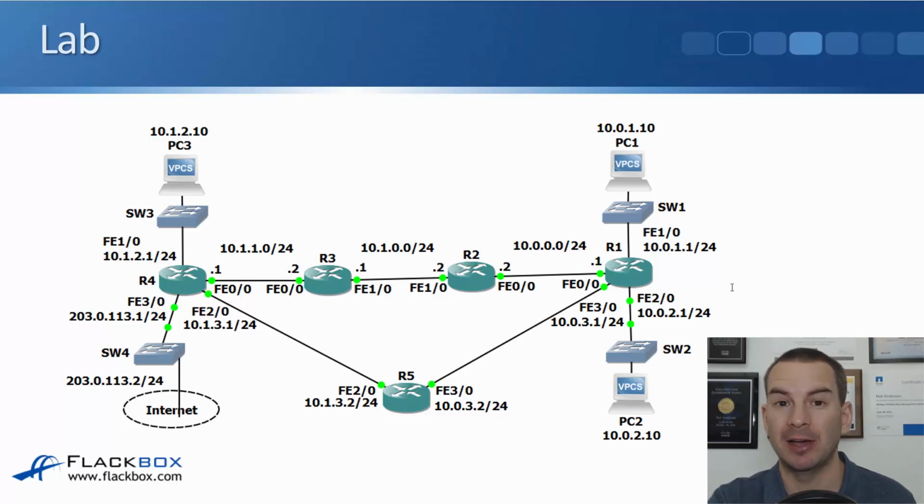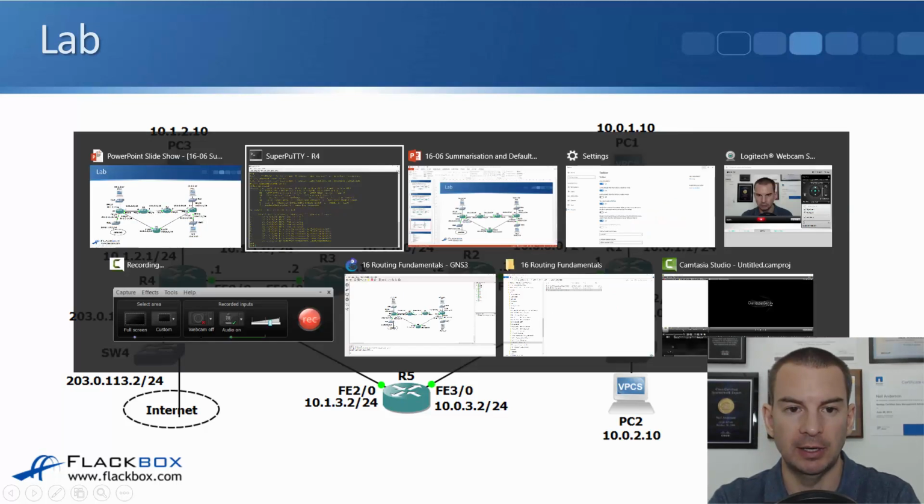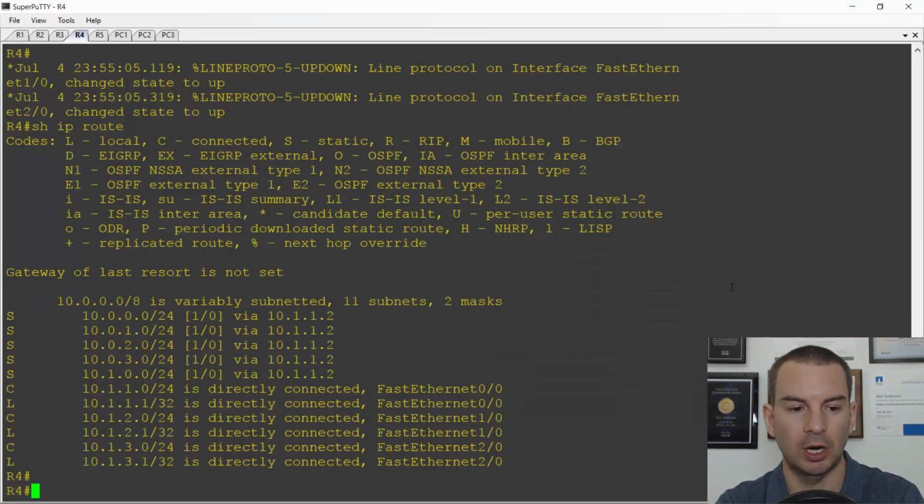There's just one interface that hasn't been configured yet, which is on Fast Ethernet 3/0 on R4. We're going to configure that with a public IP address going out to an internet service provider. So R4 is going to get IP address 203.0.113.1, and the next hop out to the internet is at the service provider at 203.0.113.2. So let's configure that now. So I'll go on to R4.